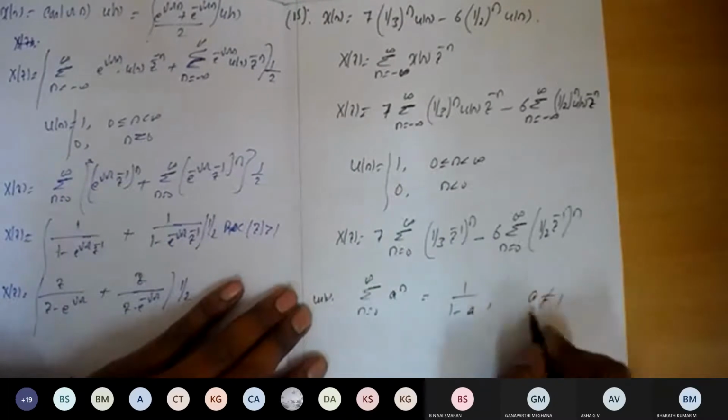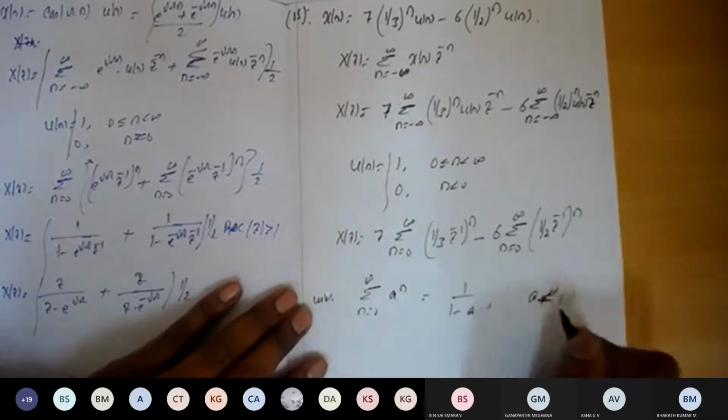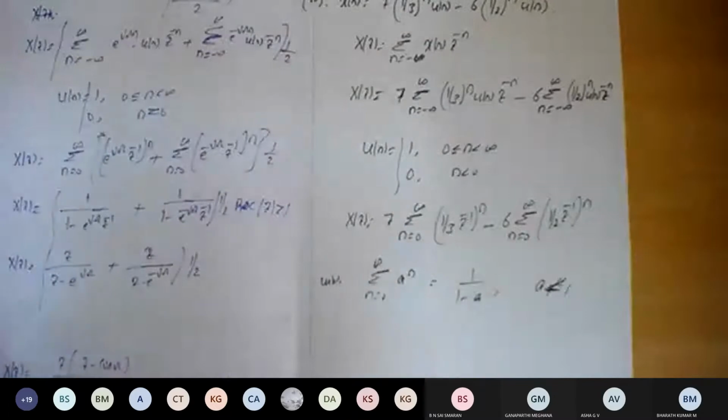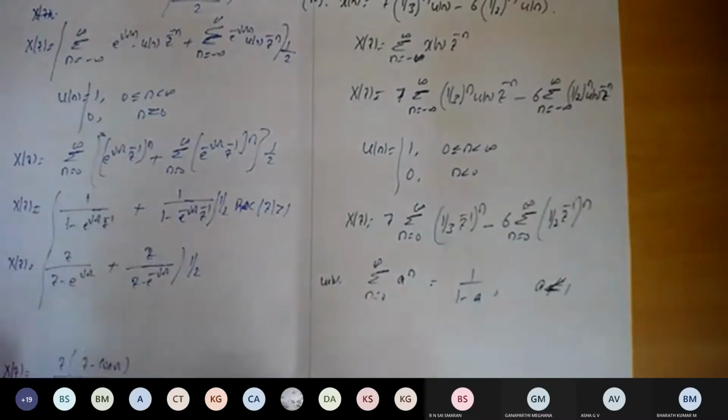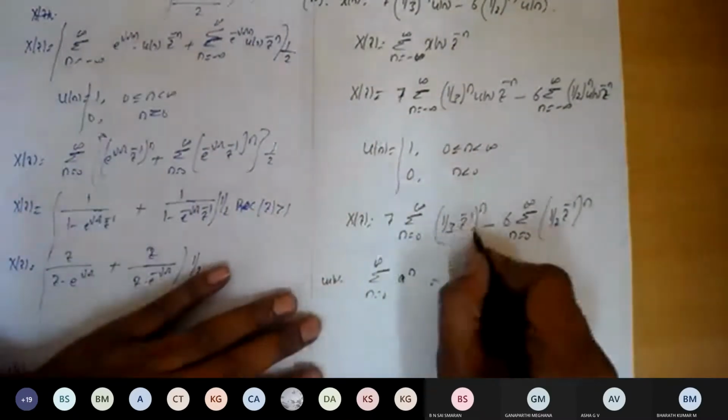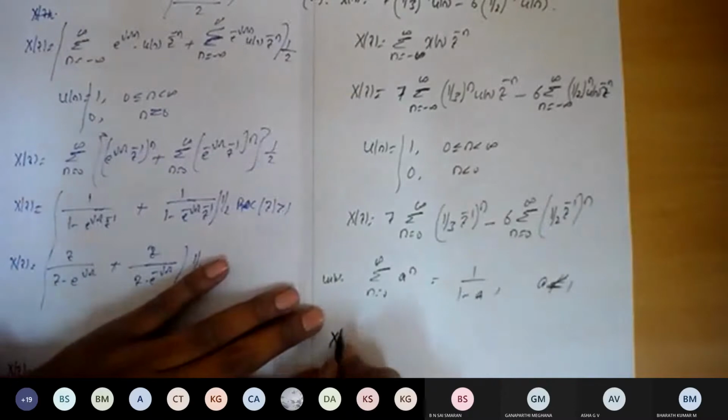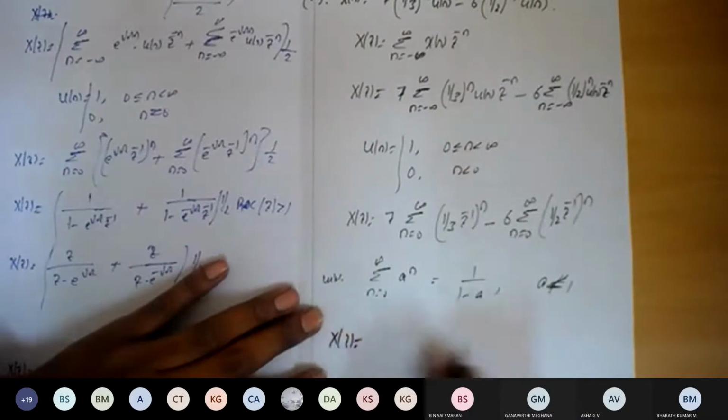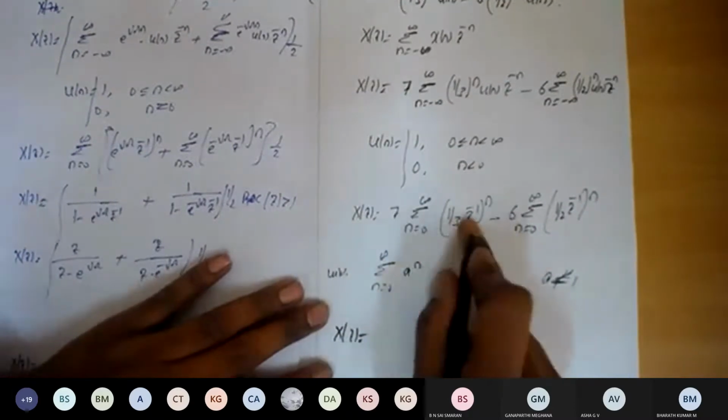Provided a should not be equal to 1. Sorry, a should be less than 1. So this is the sum of infinite terms formula. We'll write accordingly. As per this, in place of a, we have 1 by 3 into z inverse. So we'll substitute for x of z.